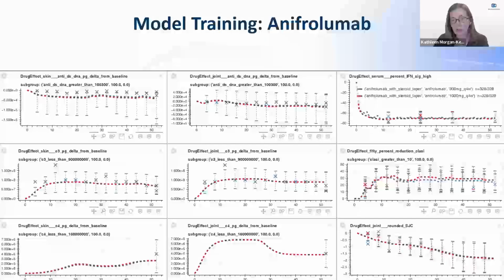Here is an example of a model fit to anifrolumab, which inhibits the type 1 interferon receptor. And again, we're seeing good model agreement and fitting to double-stranded DNA change from baseline, as well as complement C3, C4, and the corresponding changes in CLASI and SJC.